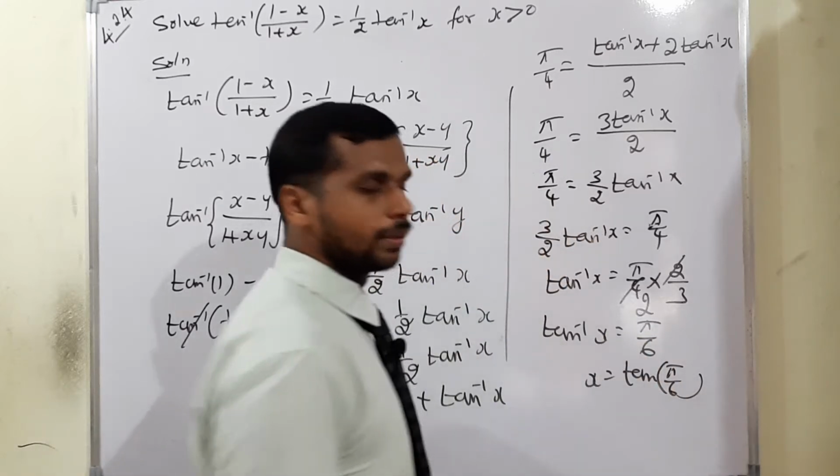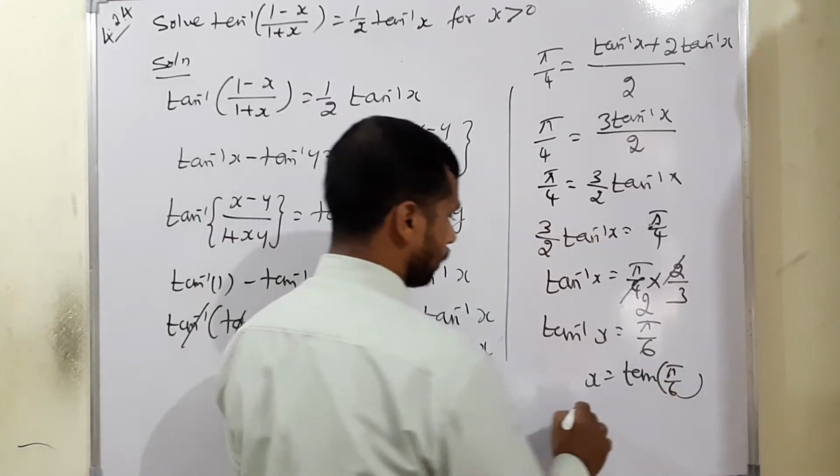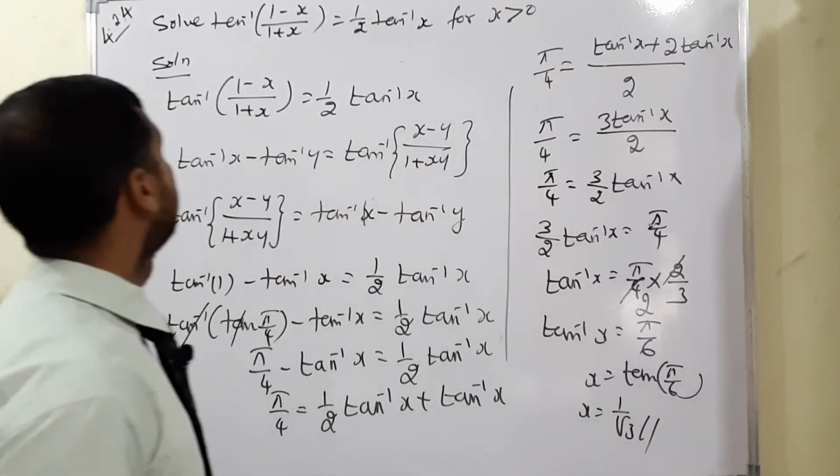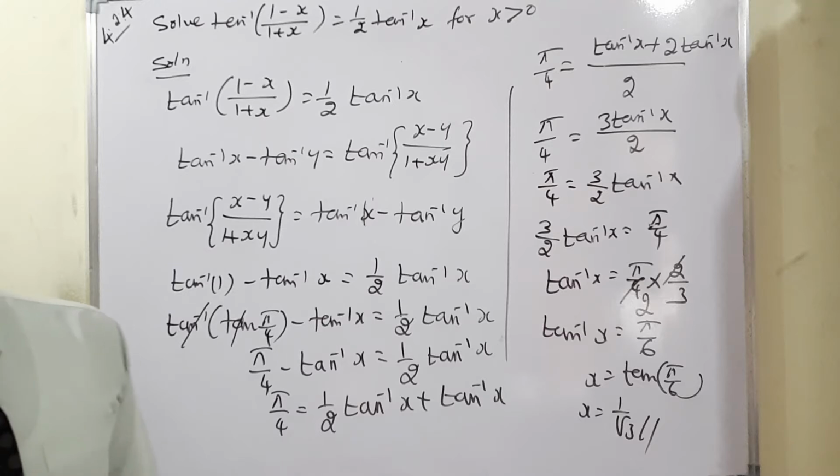Tan pi by 6 means 30 degrees. So for 30 degrees, the value of x is 1 by root 3. This is the answer for example 4.24. Okay, I will continue with the next example.